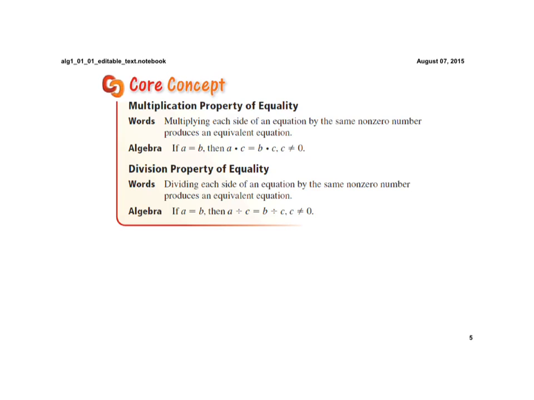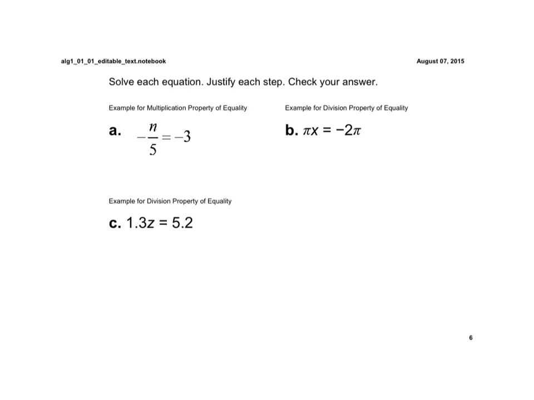The next core concept is the multiplication and division properties for solving equations. And again, just like we did before, we'll go ahead and write an example of each in the notes. So this first one, we have the opposite of n over 5 equals a negative 3. Well, we want to get the n by itself. So since n is being divided by 5, then we're going to go ahead and multiply both sides by 5. But because it also has that negative, we're going to multiply both sides by a negative 5.